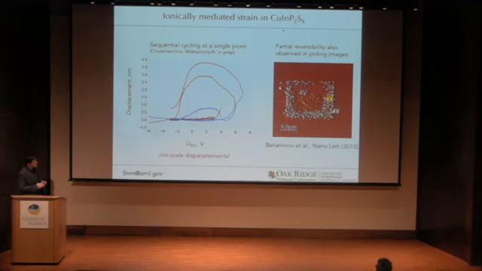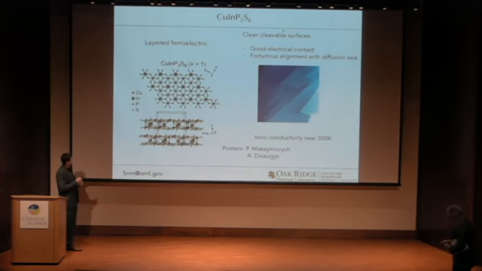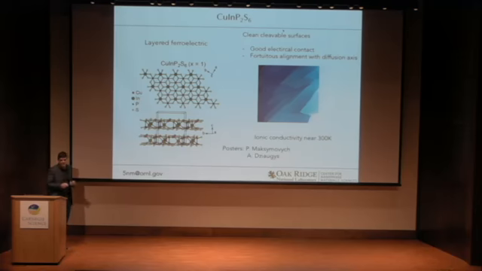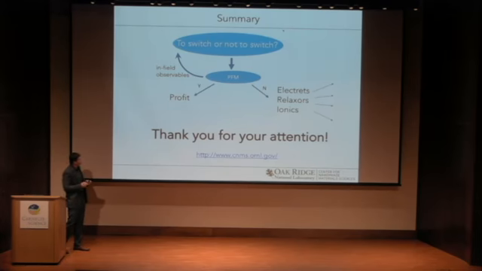If we do the imaging on top of this, we see that the reversibility is partial, but nevertheless it's the case. The reason why this is occurring is that copper indium P2S6 is a very happy material, a very lucky material for us. Its easy access for ionic migration is very well aligned with our field gradient, and it has very clean, cleavable surfaces as any other layered material, and so we are working in the regime of good electrical contact.